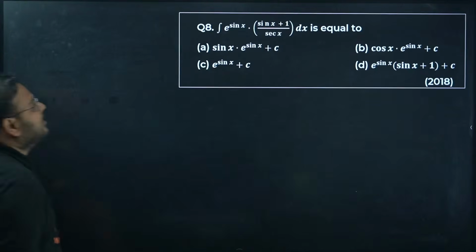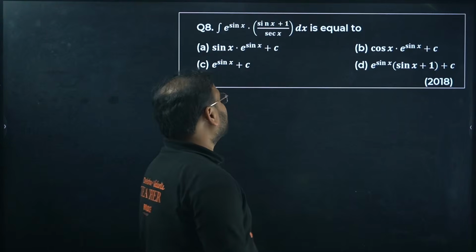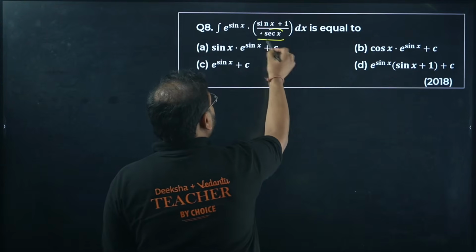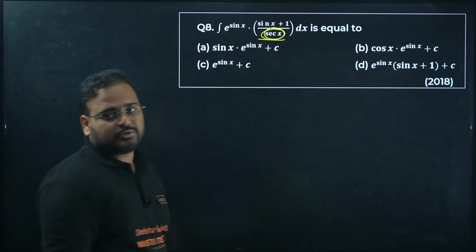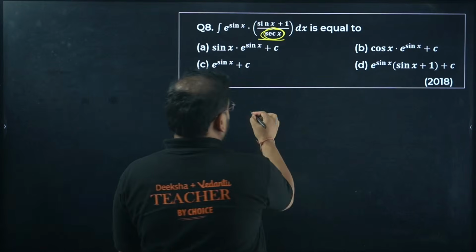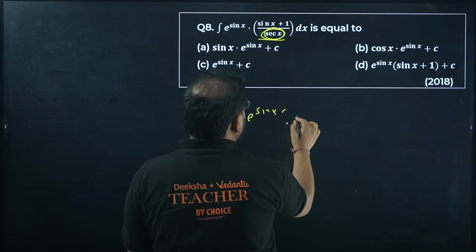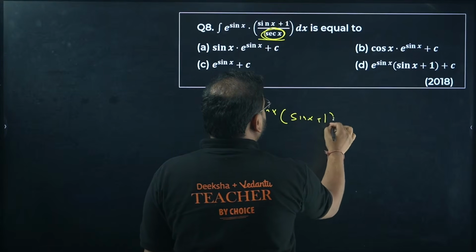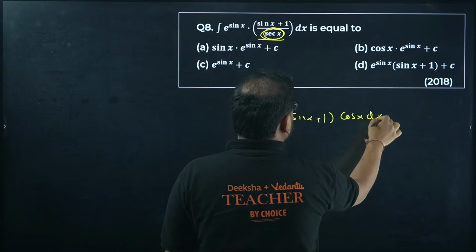Question number 8. E power sin x plus 1, secant x is there. We're looking for the answer. You can see here, this will help us with the substitution. Secant x is there. Move it up. You get e power sin x plus 1 cos x dx.